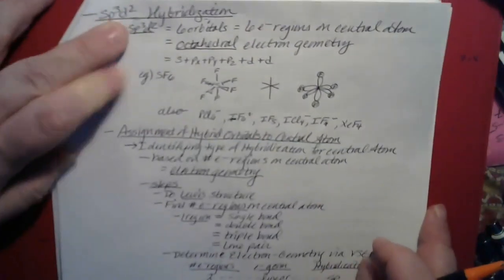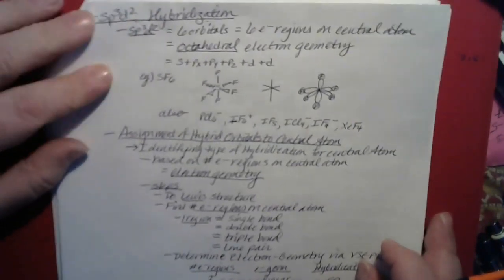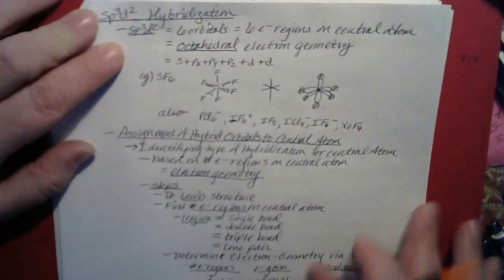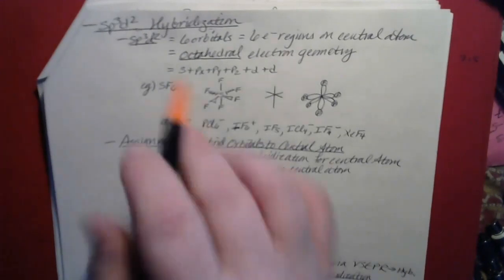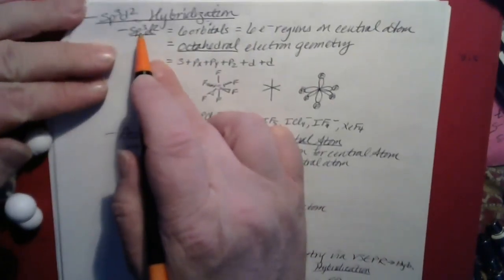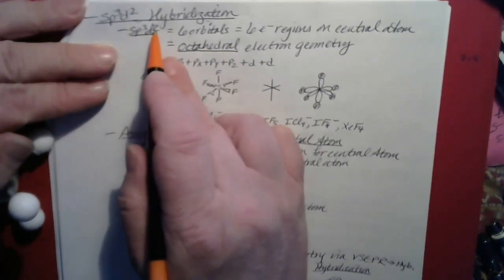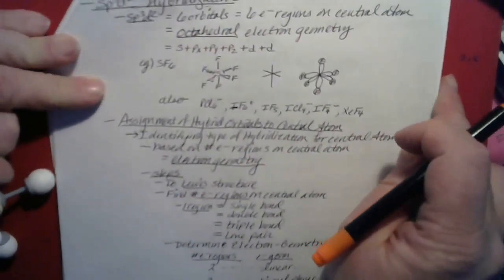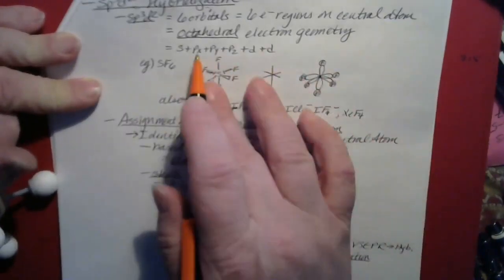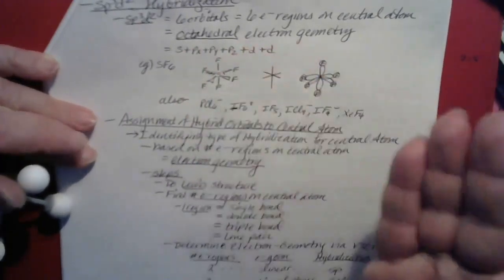And the final type of hybridization we're going to focus on here will be sp3d2. Anything beyond that gets too complicated, and it's not common enough for us to really want to bother with. So sp3d2 involves 6 orbitals, an s orbital, 3 p orbitals, and 2 d orbitals. That means there must be 6 regions of electrons on the central atom, and that would mean that the electron geometry must be octahedral, because that's what you get.